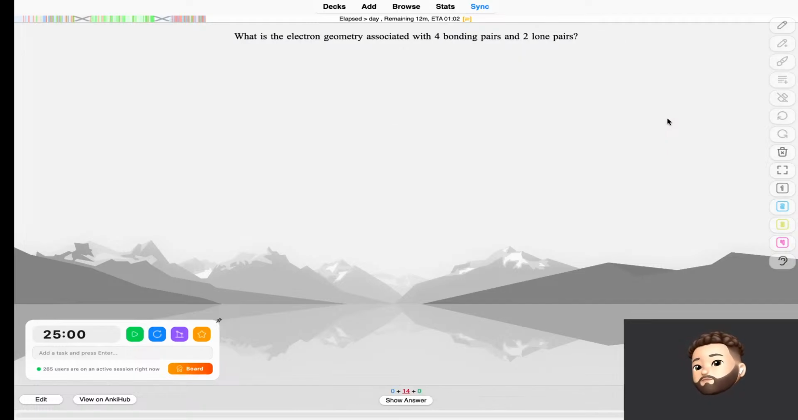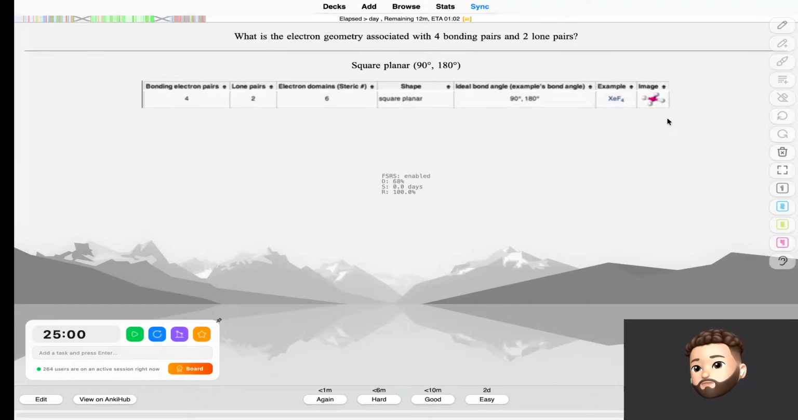Electron geometry associated with four bonding pairs and two lone pairs. Square planar is going to be 90, 180.